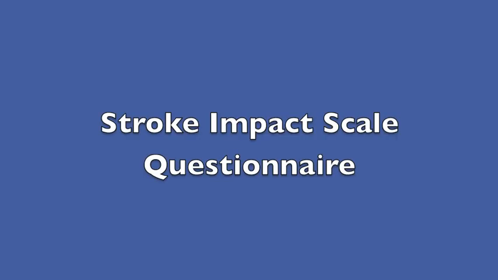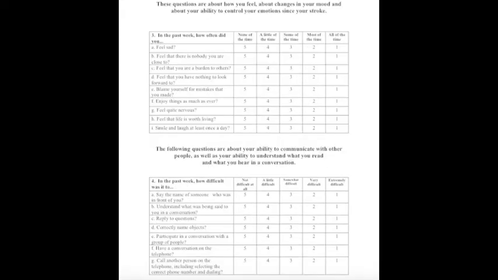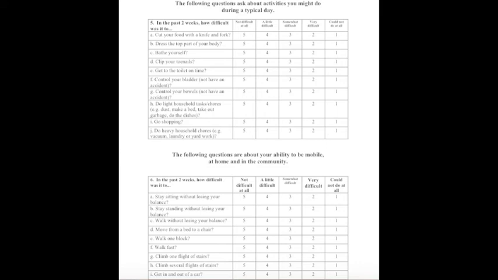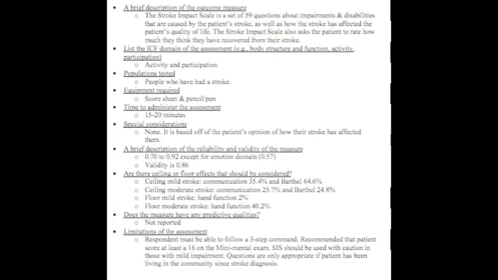The stroke impact scale is a set of 59 questions that the patient is asked to evaluate how their stroke has impacted their health and life. We as providers want to know from the patient's point of view how their stroke has affected them. We will ask them 59 questions about impairments and disabilities caused by their stroke, as well as how stroke has affected their quality of life. At the end of the questionnaire, we will ask the patient to rate how much they think they have recovered from their stroke. The scale is from 0 all the way to 100.